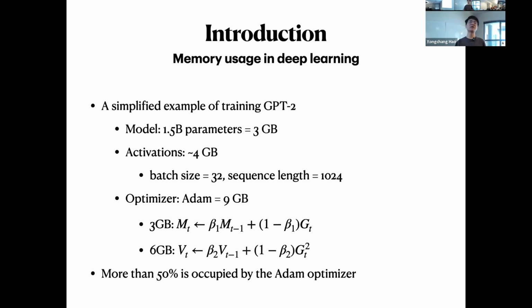So this is a simplified example, but now you can actually see that more than 50% of the memory usage is by the Adam optimizer. So the question to reduce the memory usage of model training becomes, how can we reduce the Adam optimizer memory while approximating the behavior of Adam?